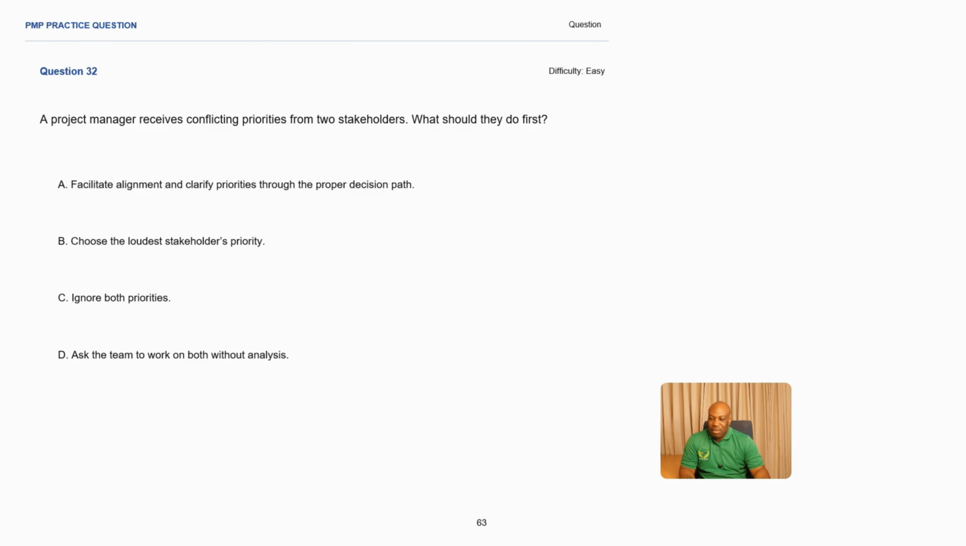Right. Practice question number 32. A project manager receives conflicting priorities from two stakeholders. What should they do first? So the word first is there. Once you see the word first, it means you need to get more information before you actually act, which means review, evaluate, analyze, and so on. So what is our problem statement? A project manager is receiving conflicting priorities from two stakeholders. So let's go through the answers now.